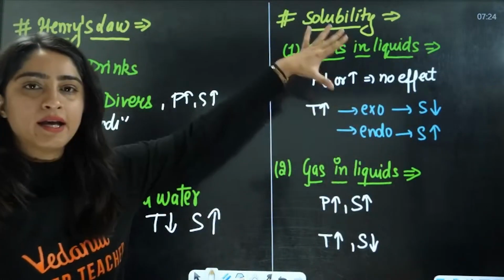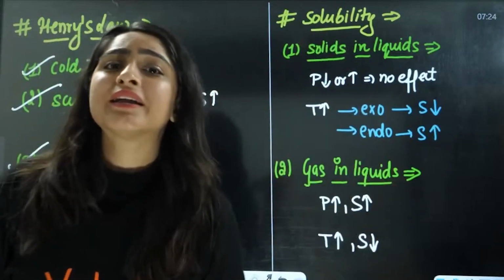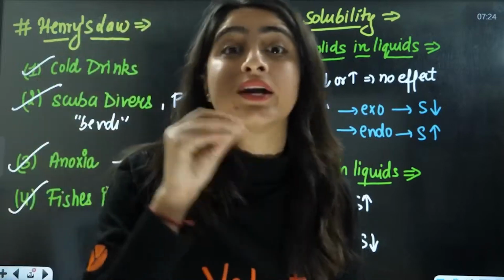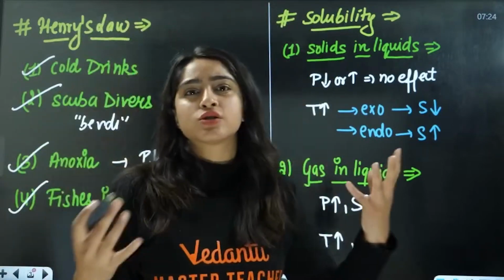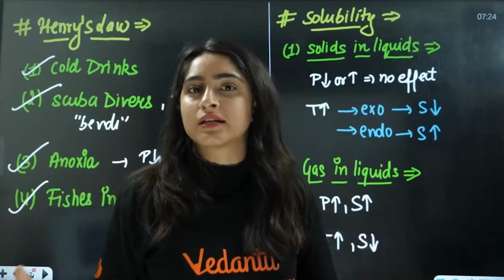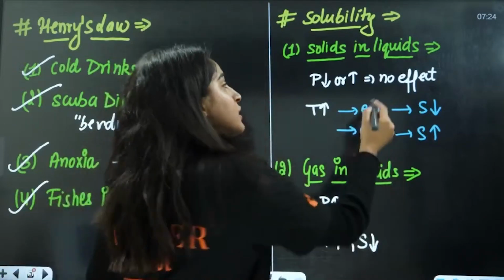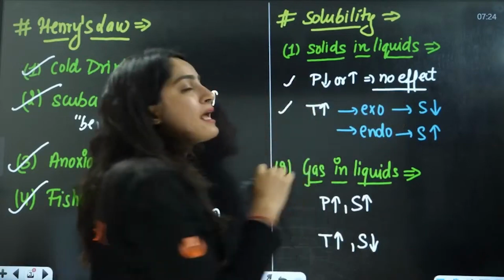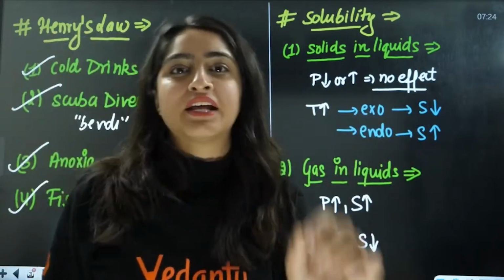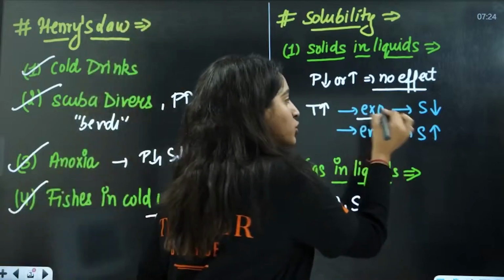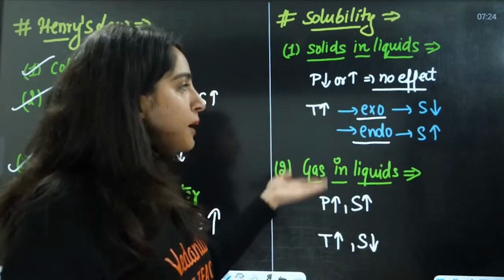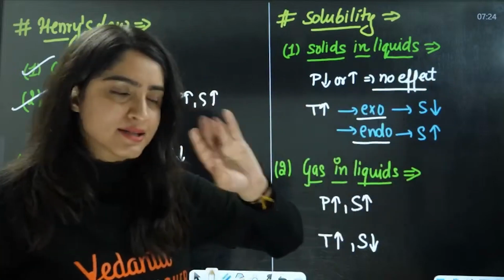Next is the solubility. These are the relationships of solubility. First is solids and liquids. If you're dissolving a solid in a liquid, what will happen? As a solid is incompressible, increasing or decreasing the pressure has no effect. Next is increasing the temperature. We know temperature has an inverse relation with solubility in case of exothermic dissolution. In case of endothermic dissolution, it has a direct relation. Temperature increases, solubility increases, right?